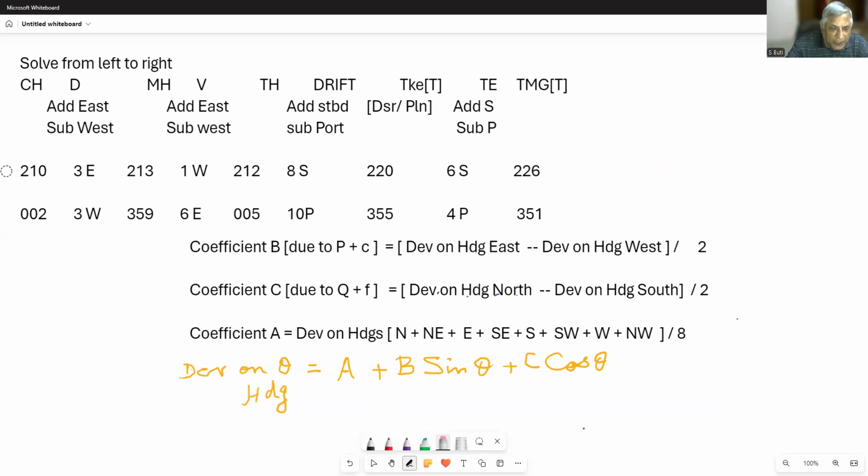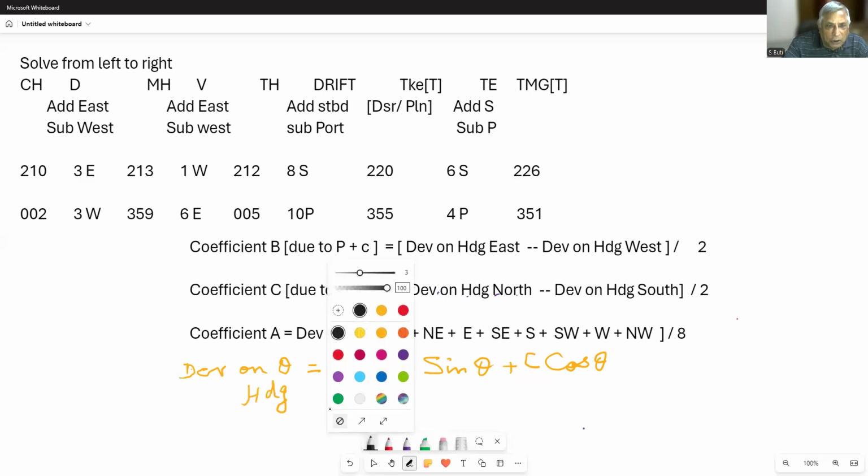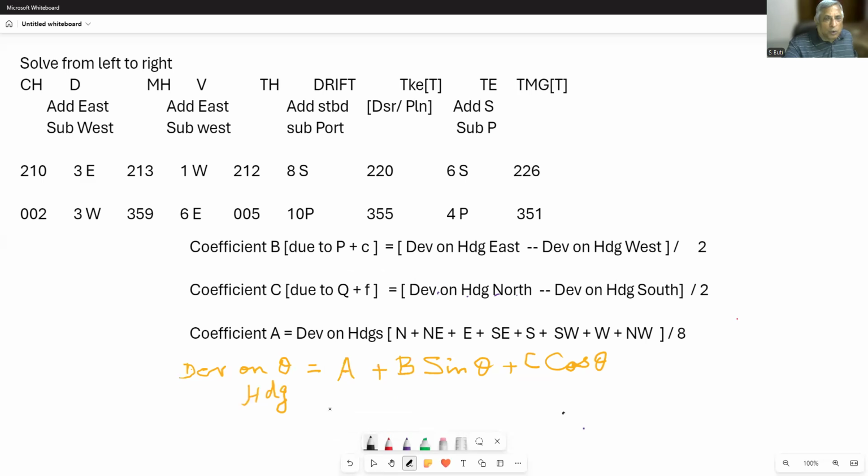Coefficient B and C have been corrected. After that, we will check, are there still any deviations left over? So this process will be carried out again by rotating the aircraft on either 8 headings 45 degrees apart or 12 headings 30 degrees apart: north, northeast, east, southeast, south, southwest, west, northwest, and complete your 8 headings.